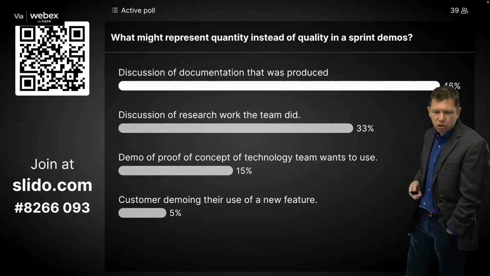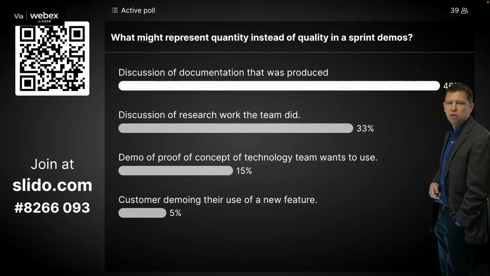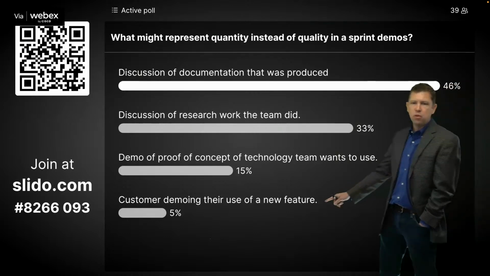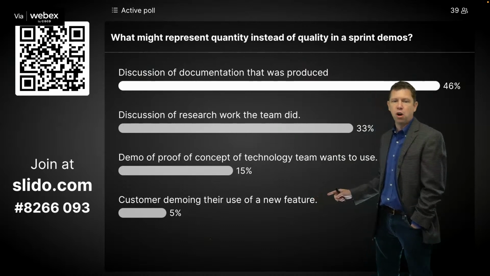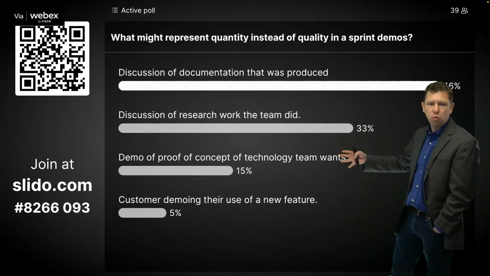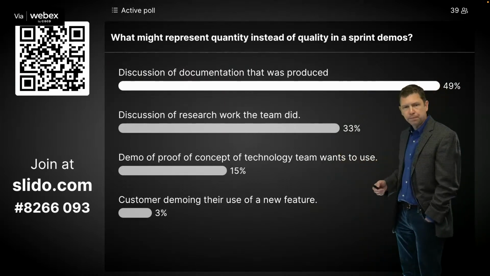A discussion of research work that the team did. A demo of proof of concept technology the team wants to use, or customer demoing their use of a new feature. This is the only one that I would say probably would not represent quantity over quality, because this is actually working code that we're demonstrating. These other things are probably things that you may have experienced at some point.